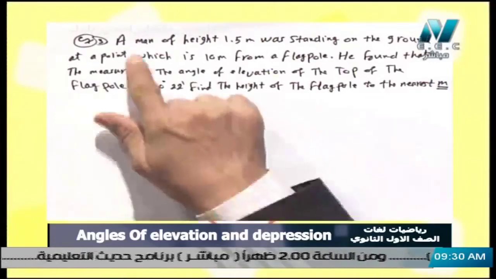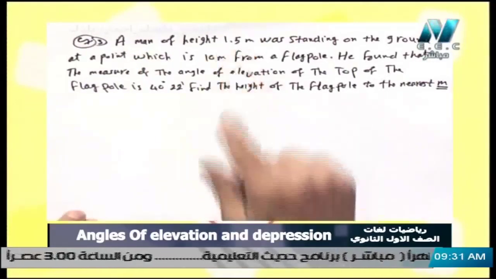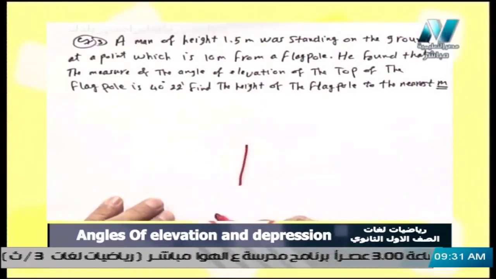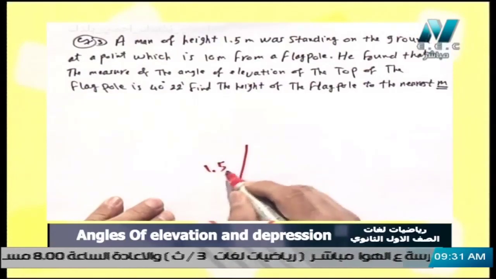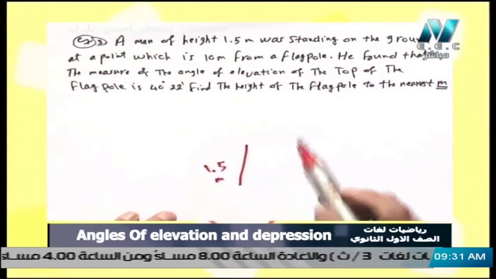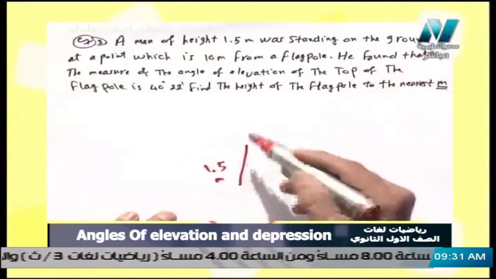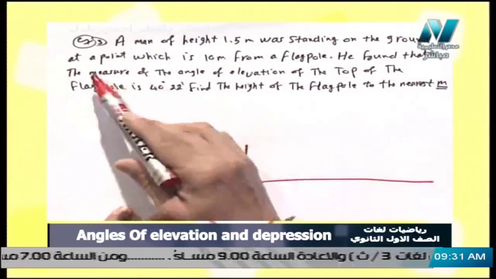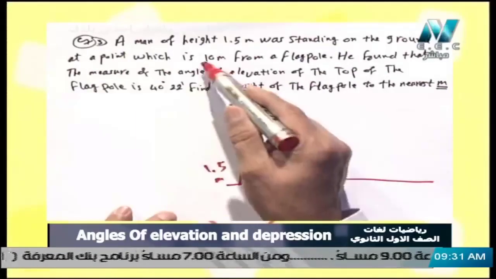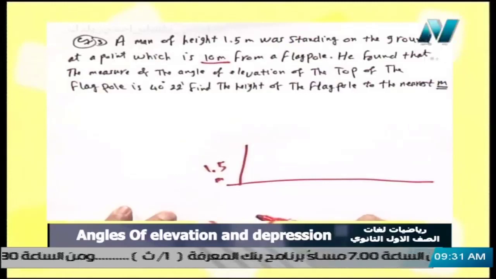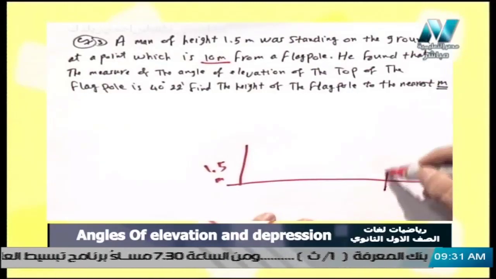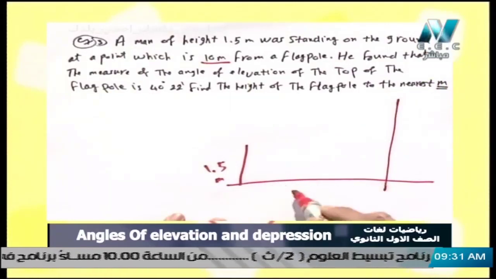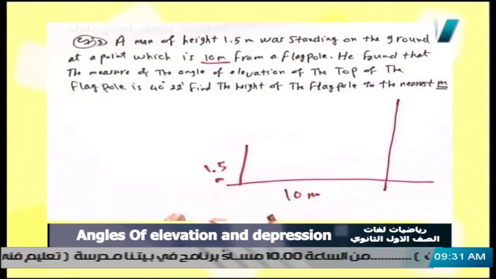Here we have a man of height 1.5 meters. So we will draw a man here of height 1.5 meters, standing on the ground, okay, so it's the ground here, at a point which is 10 meters from the flagpole. So we have here a flagpole and it's far from it by 10 meters.